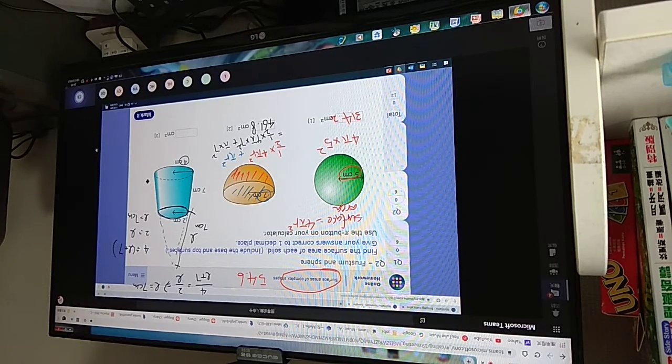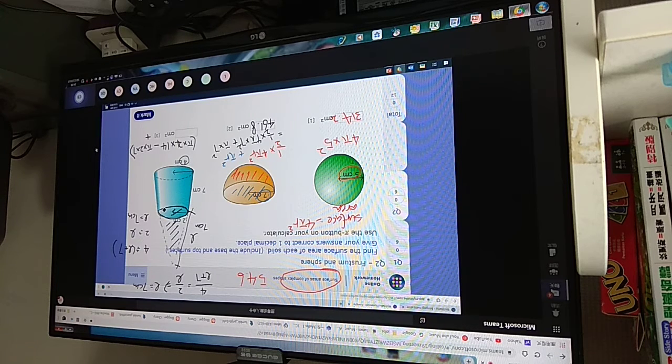So how can we calculate the total surface area? First, we calculate the side surface area of the big cone, that is pi times 4 times 14. We minus this area by the surface area of the small cone, the red one. So it is pi times 2 times 7. Okay, this is the first portion.